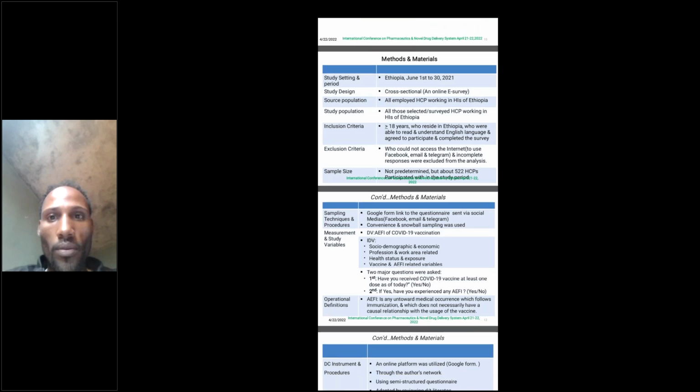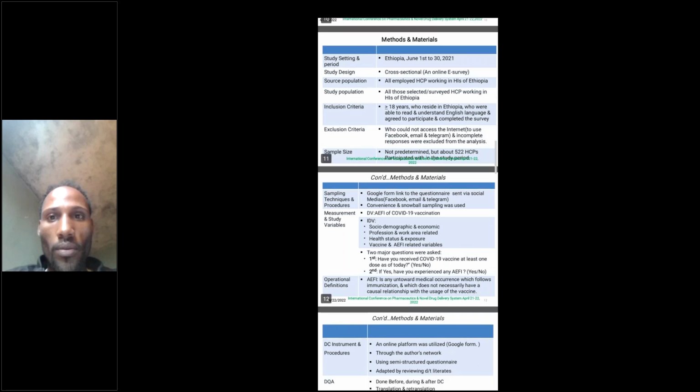Our unit of analysis is our participants, and we have included those participants whose age was greater than 18 years, as well as those who were residents of Ethiopia, meaning they have to be Ethiopian residents at this moment. They also have to understand the English language, because in our setup different languages are used for different regions. We excluded those who couldn't access the internet, and incomplete reports were excluded.